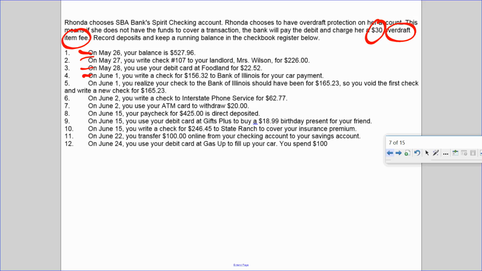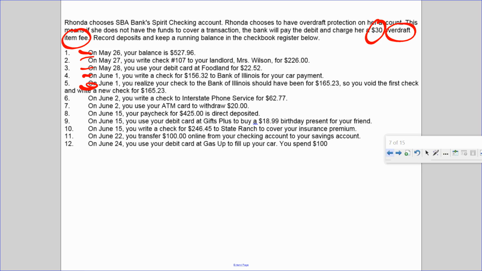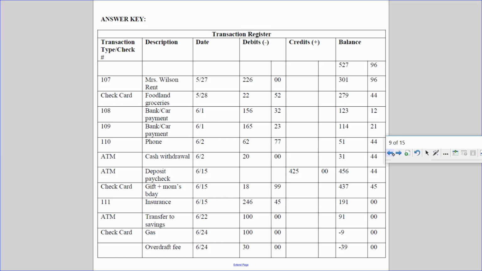On June 1st, you realize your check to the Bank of Illinois should have been $165.23. So you void the first check and write a new check for $165.23. Oh, my goodness gracious. So that means we'll have to cancel this out. So void means cancel out. It should have been $165.23. So with my calculator, I put $279.44 minus $165.23. So now I'm only left with $114.21. All right, next one.